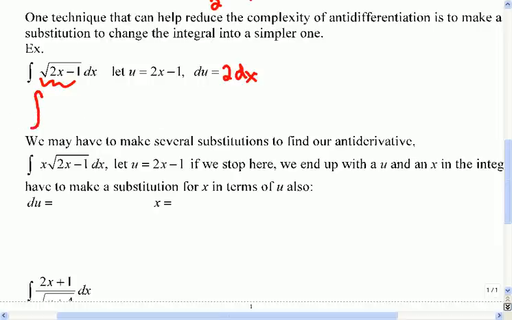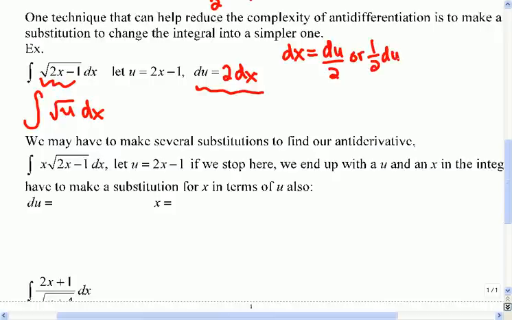So the integral would be the integral of root u dx. And I have to get rid of that dx, right? It needs to be in terms of u for this integral to work. So I can do that fairly easily. That means, according to this, right here, dx is equal to du over 2, right? 1/2 du. So that's what I'm going to do for my replacement. I'm going to call this root u and 1/2 du.